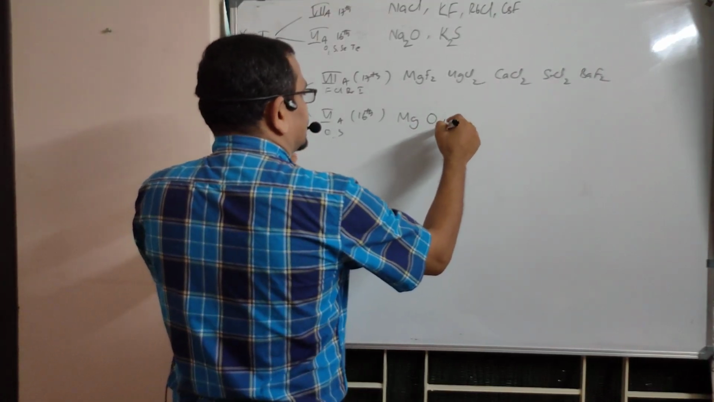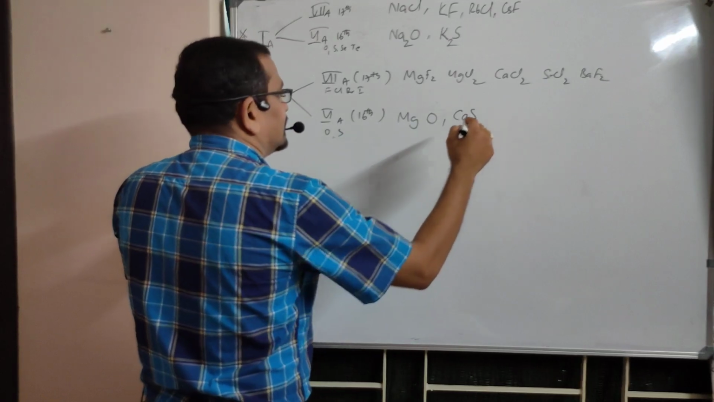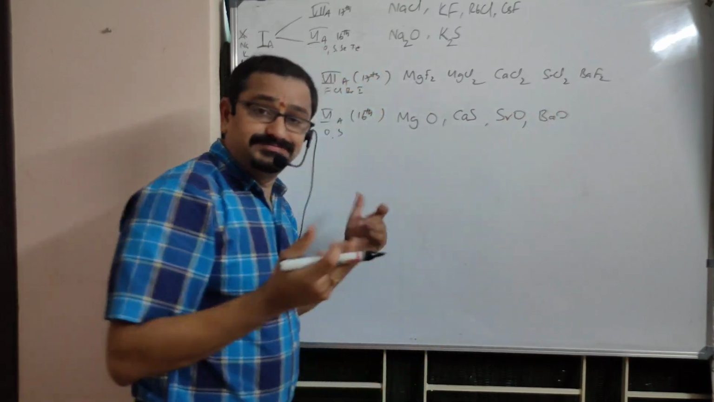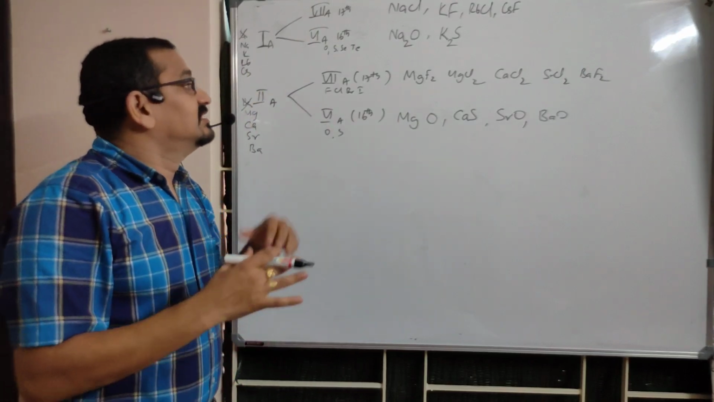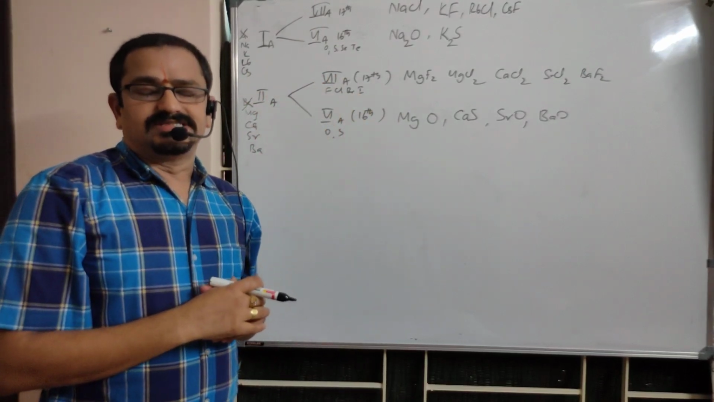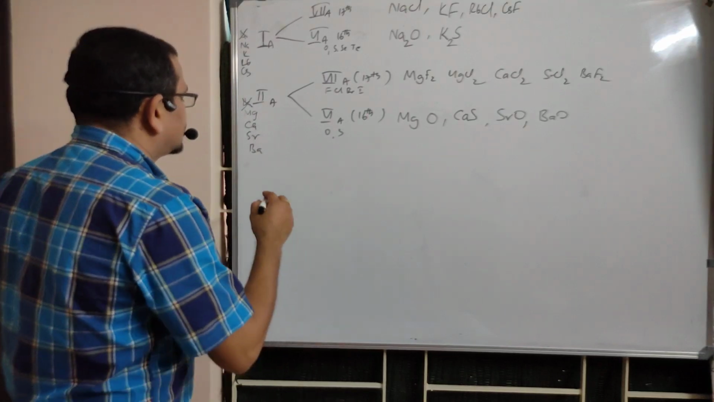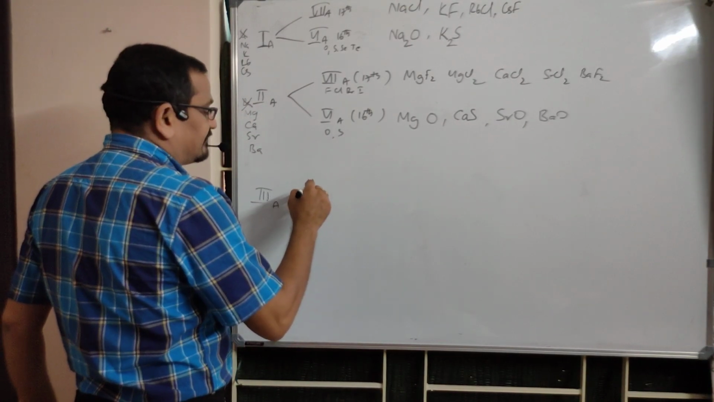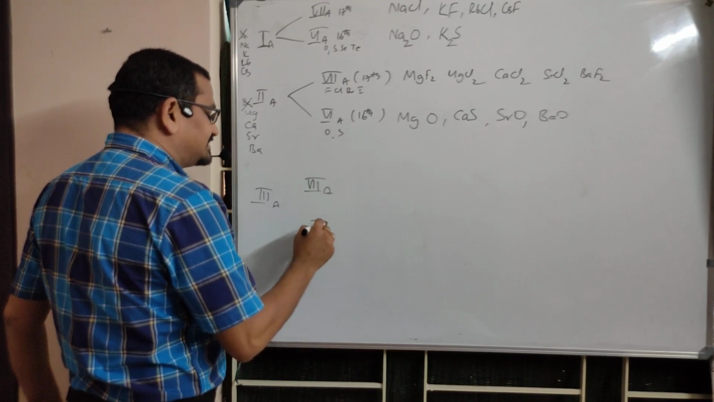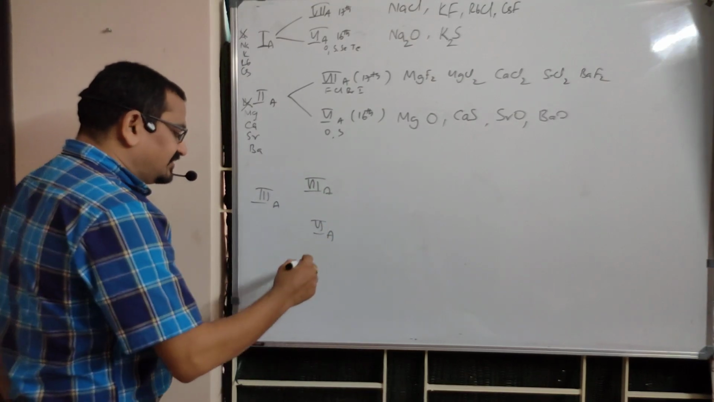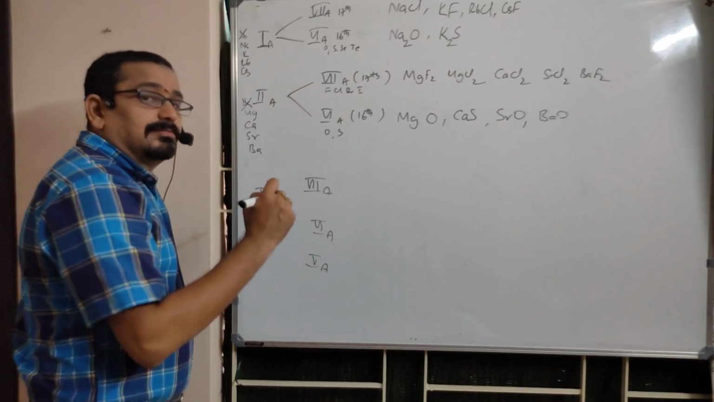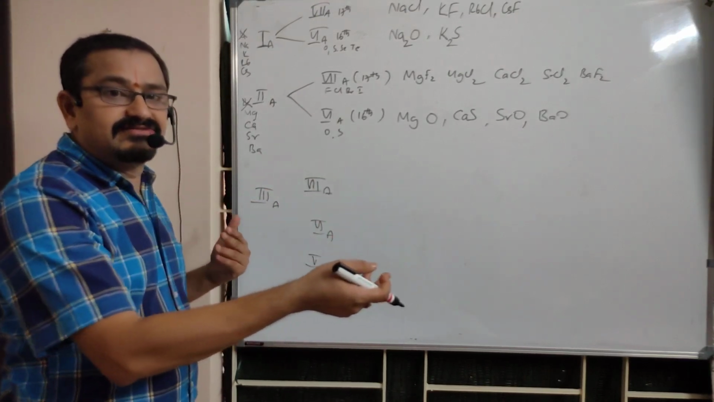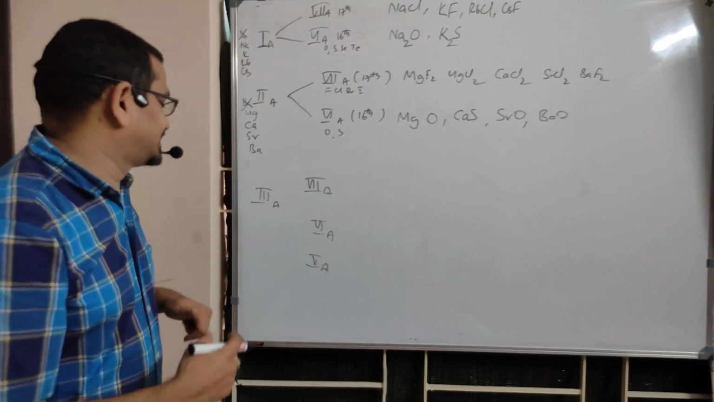Similarly, CaS, calcium sulfide. SrO, strontium oxide. Barium oxide. See, in these many ways we can frame ionic compounds. Even we can have other combinations also. Suppose 3A group elements also can form ionic compounds with 7A, 6A, etc. Even with 5A group elements it is possible, but their covalent nature is more pronounced. The reason we are going to study in Fajan's rules and other coming topics.